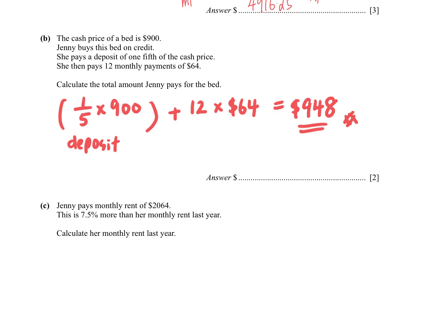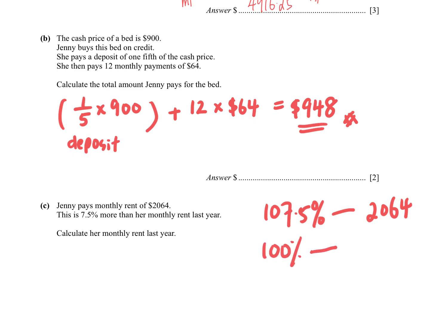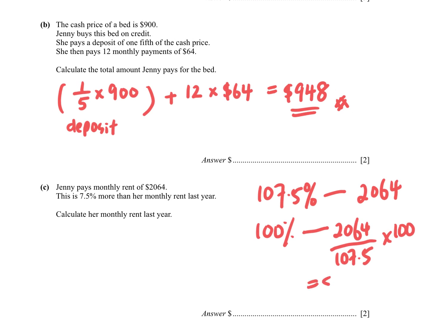Okay, next one, monthly rent is 2064. This is 7.5% more than her monthly rent last year. So if I want to find, they are telling me that this thing is actually 107.5%. To find my original rent last year, I need to go and find my 100%. So 2064 divided by the 107.5, I want to find what is 100. 1,920. Yes, so you should get 1920.